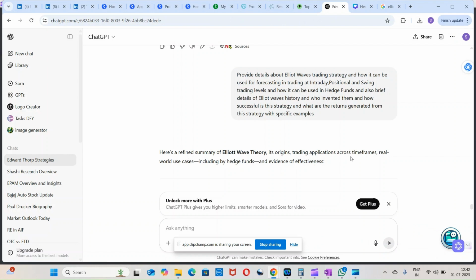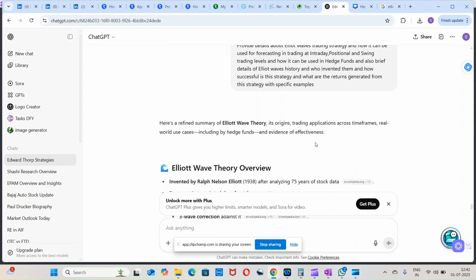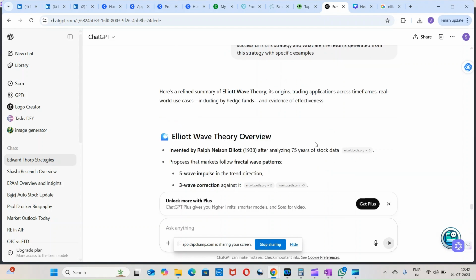So today we're going to discuss the Elliott waves trading strategy and how it could be used in forecasting at intraday, positional as well as swing trading levels, and whether it's used in hedge funds, what the history of Elliott waves is, who invented them, how successful this strategy is, and what returns are generated from it, with some specific examples. So Elliott waves is the topic and trading strategy for today.